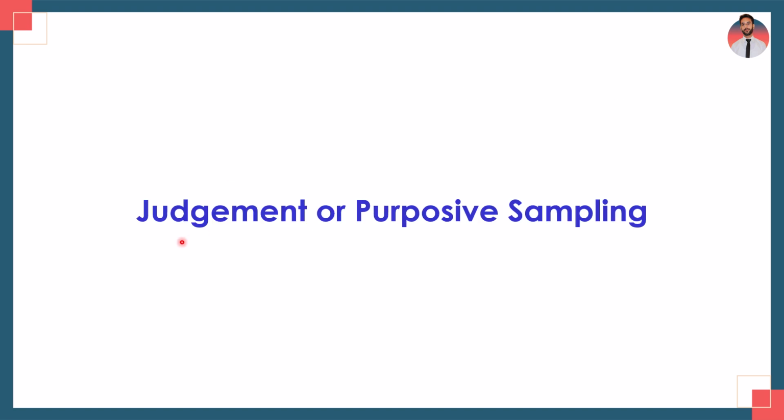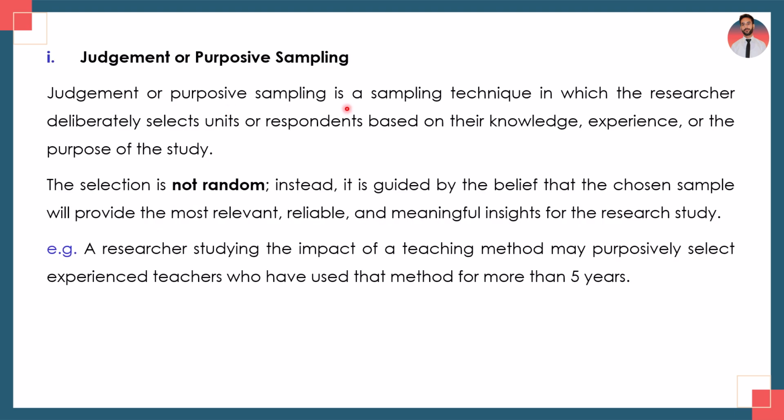The first type of non-probability sampling is judgment or purposive sampling. Judgment or purposive sampling is a sampling technique in which the researcher deliberately selects units or respondents based on their knowledge, experience, or purpose of the study. The selection is not random; instead, it is guided by the belief that the chosen sample will provide the most relevant, reliable, and meaningful insights for the research study. For example, a researcher studying the impact of a teaching method may purposefully select experienced teachers who have used that method for more than 5 years.